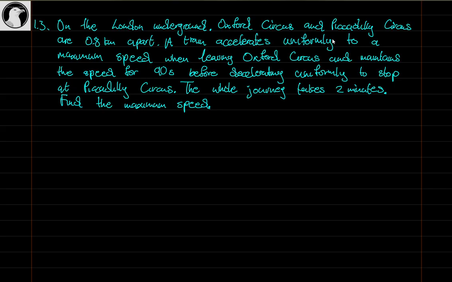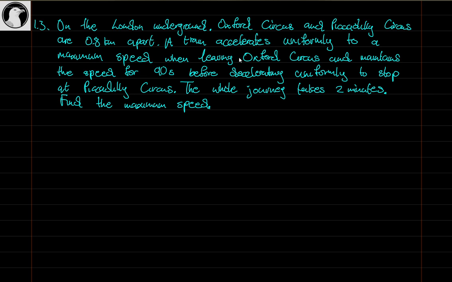Unfortunately, I'm going to butcher some of these spellings and pronunciations of these circuses. On the London Underground, Oxford Circus and Piccadilly Circus are 0.8 kilometers apart. A train accelerates uniformly to a maximum speed when leaving Oxford Circus and maintains the speed for 9 seconds before decelerating uniformly to stop at Piccadilly Circus. The whole journey takes 2 minutes.